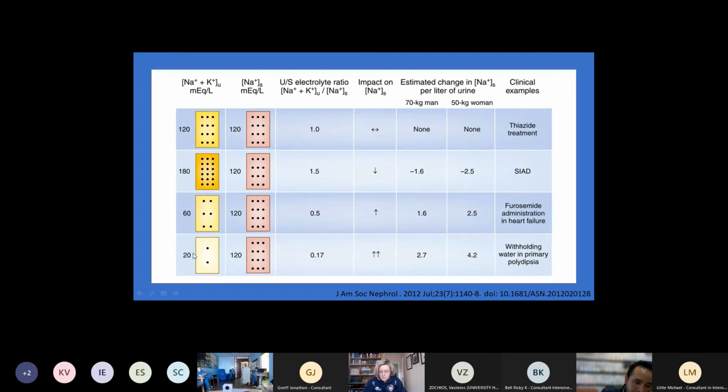In a patient who has primary polydipsia, whose urine is coming extremely diluted with a sodium concentration less than 20 and whose serum sodium is 20, the more urine they pass, the more it will impact the sodium in their blood. So for every liter of urine they produce, we could expect that the sodium will go up by itself 2.7. These are examples calculated by the previous formulas I showed you, and obviously they do have clinical translation, but probably it's just not very useful on ITU.